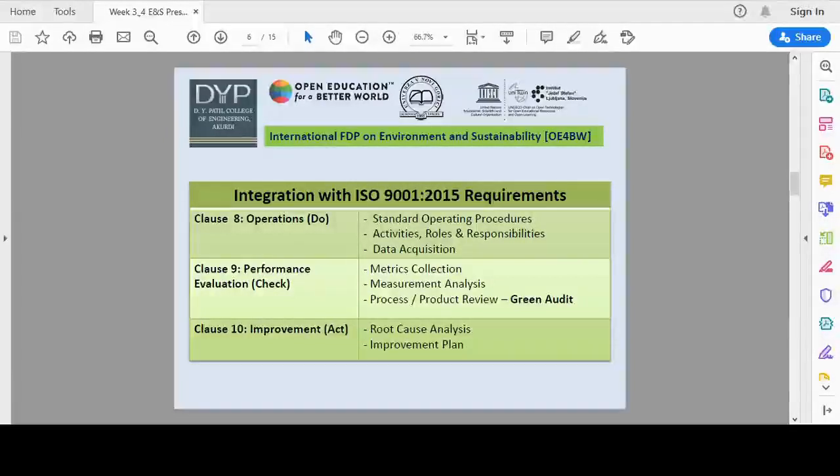Performance evaluation is given by clause 9. The various data have to be collected, their values have to be analyzed and periodic reviews have to be conducted. Green audit is recommended for all the educational institutions nowadays. Clause 10 talks about the improvement. The metrics have to be analyzed and the root cause analysis has to be done, and to improve the value, an improvement plan has to be designed and implemented for all the departments.